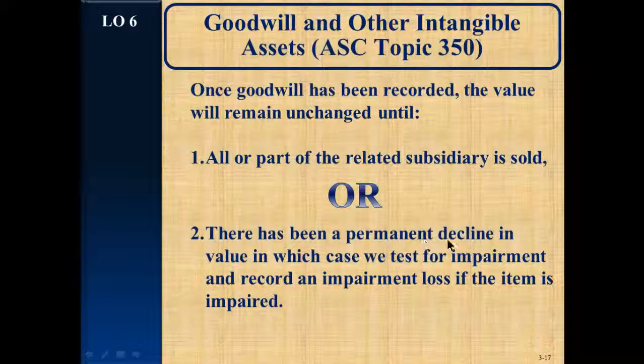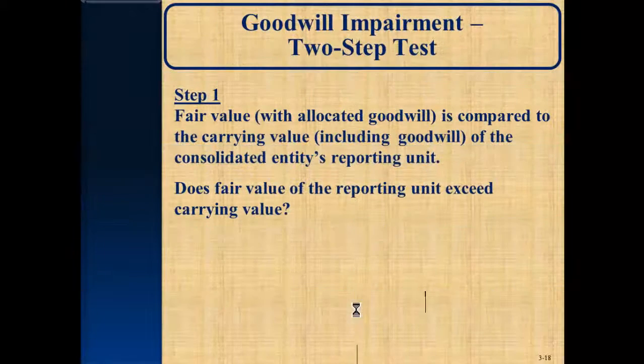Or there's been some kind of permanent decline in value, and then we're going to have to test for impairment and then record that loss if the item is impaired. Now, again, they're saying the term record. You're not going to put that on your GL, but you're going to show it on your consolidated financial statements in the period in which that impairment occurs.